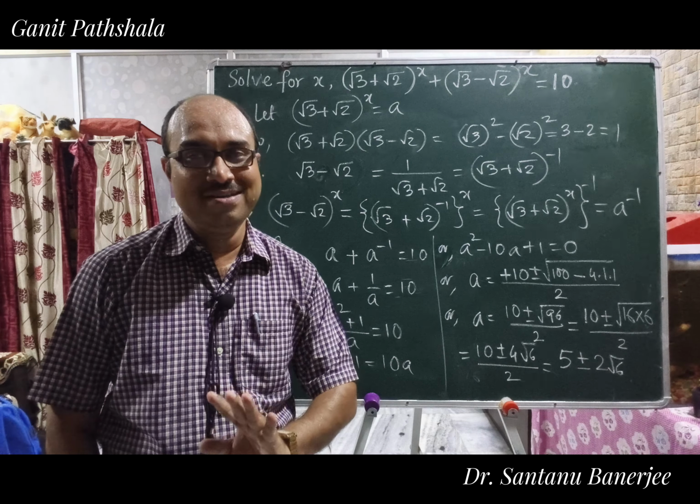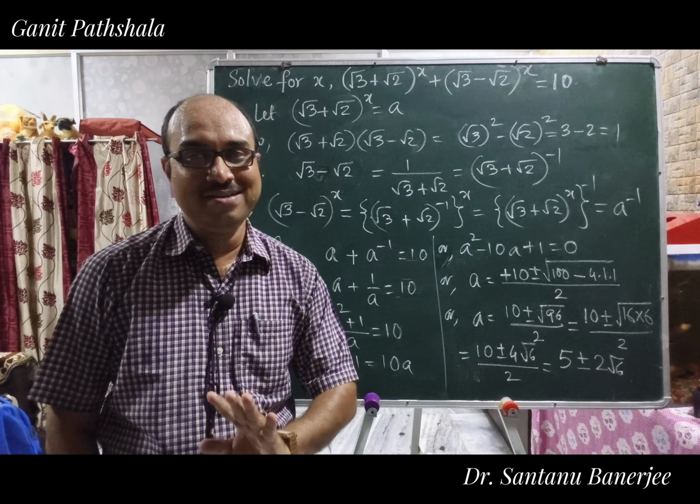So as of now, we considered root 3 plus root 2 whole to the power x equal to A, and considering that one, we obtained that A is equal to 5 plus minus 2 square root of 6. So you obtained two different values of A. So let us consider at first, if A equal to 5 plus 2 root 6, what will happen over here?